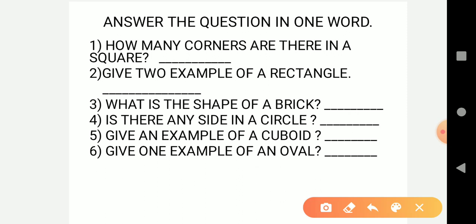So we know that the square shape has 1, 2, 3 and 4. So square has 4 corners. How many? I told you this first answer, now I have to tell you the remaining answers. Okay, first one I will already solve. So next 5 questions are for you.